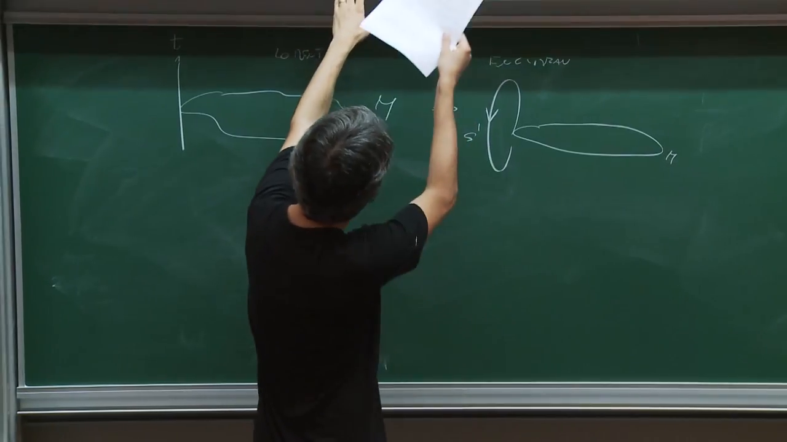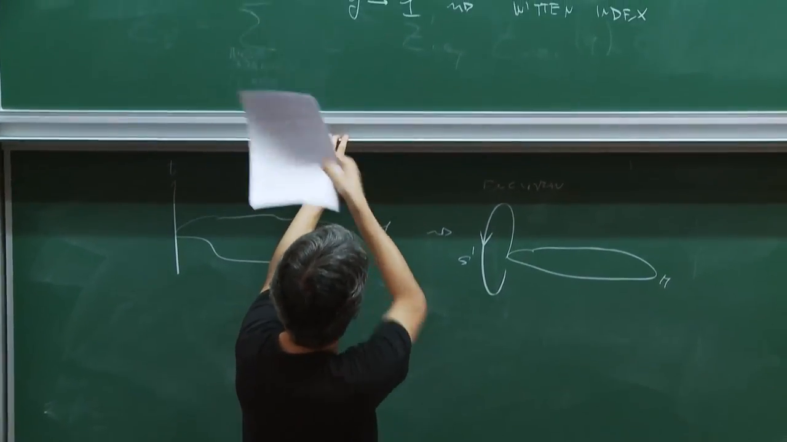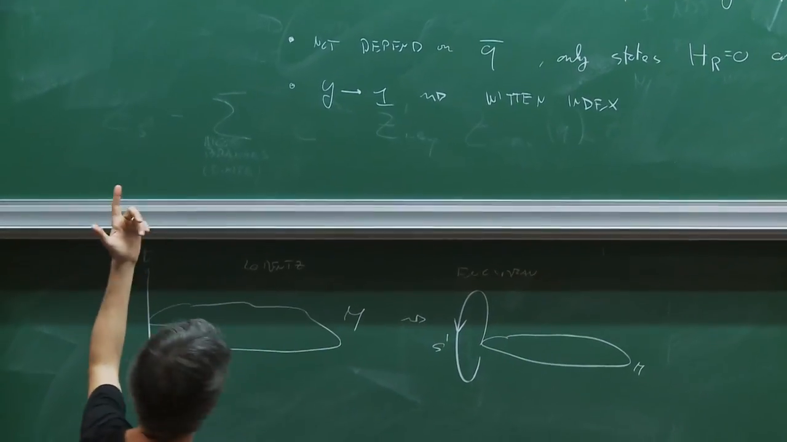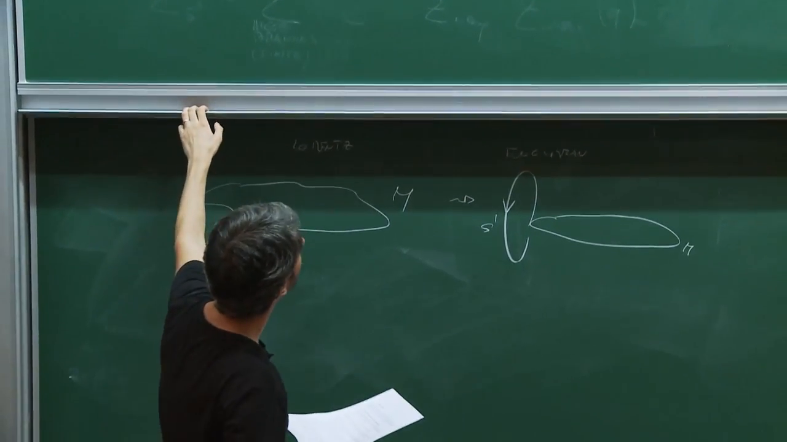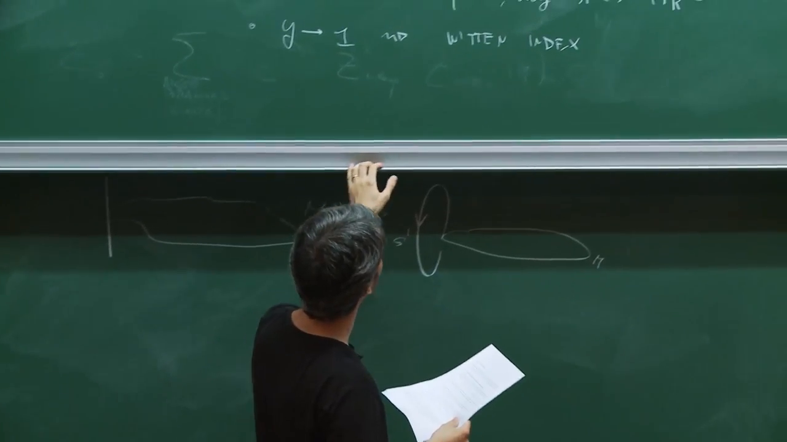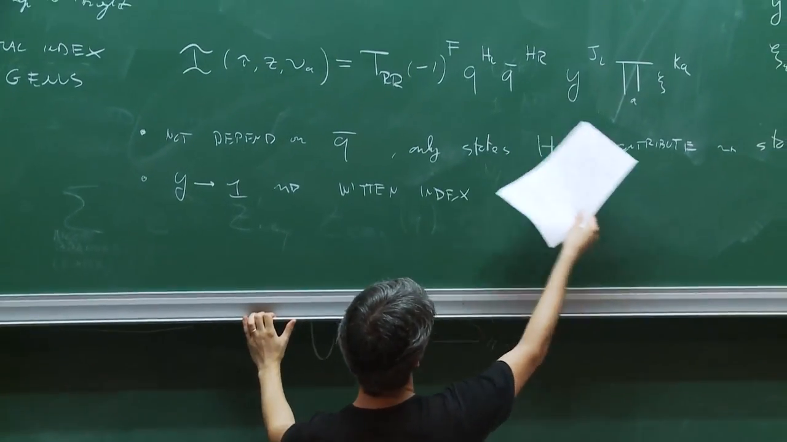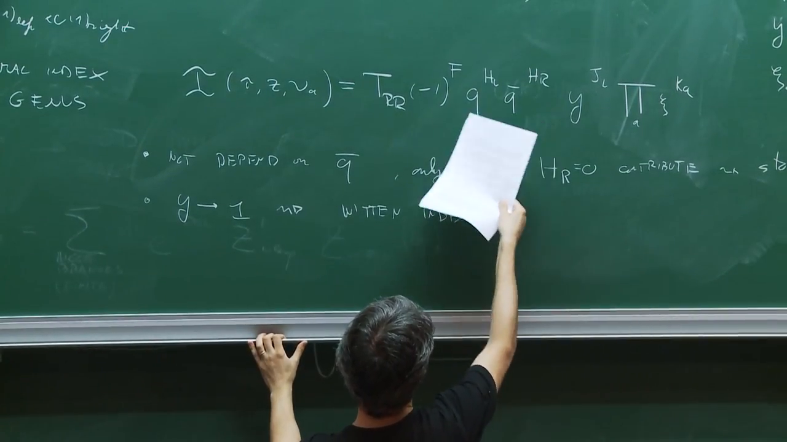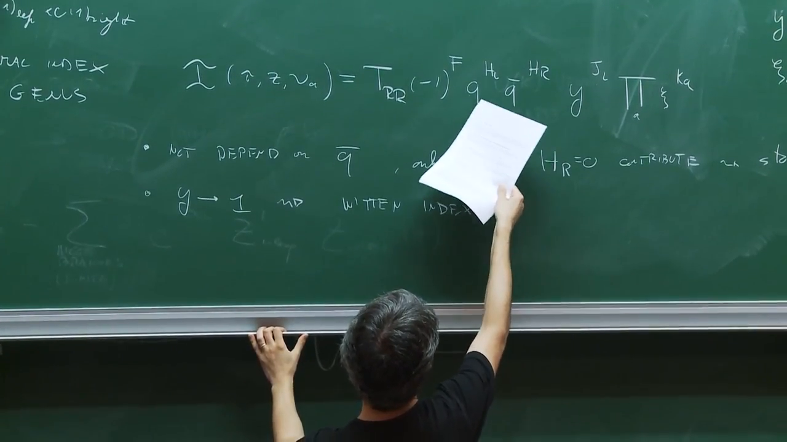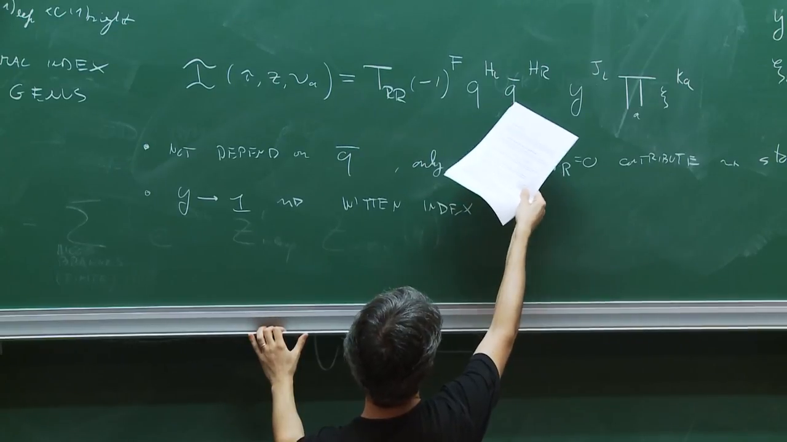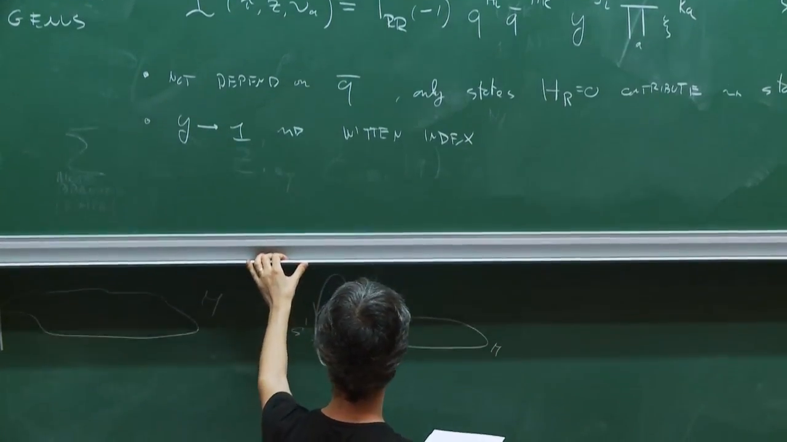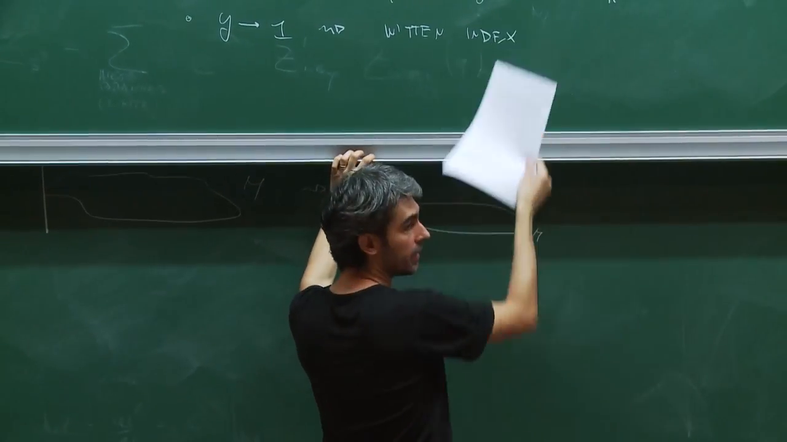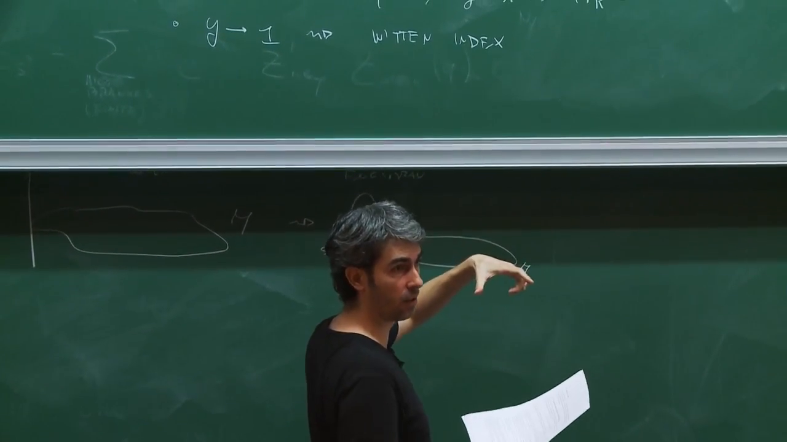And so in particular, we can compute this index by putting the theory on T2, because we already have a spatial circle, we have to make the other cycle a long time, and we get a T2. Now when we do that, how do all these fugacities appear? Well, the fugacities for left-moving and right-moving Hamiltonian, they precisely correspond to the fact that, in general we have a fugacity for the Hamiltonian, and they just correspond to the size of the circle, okay?